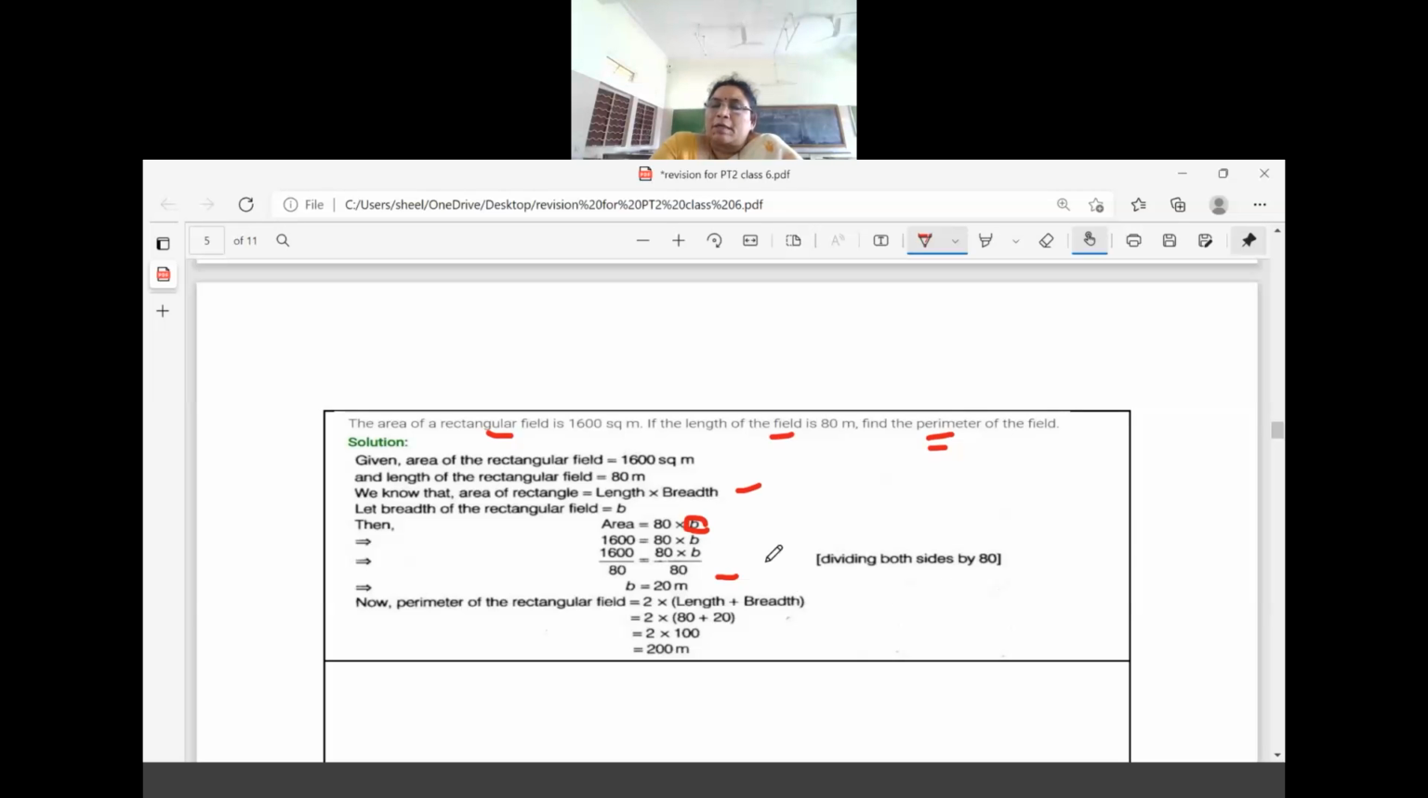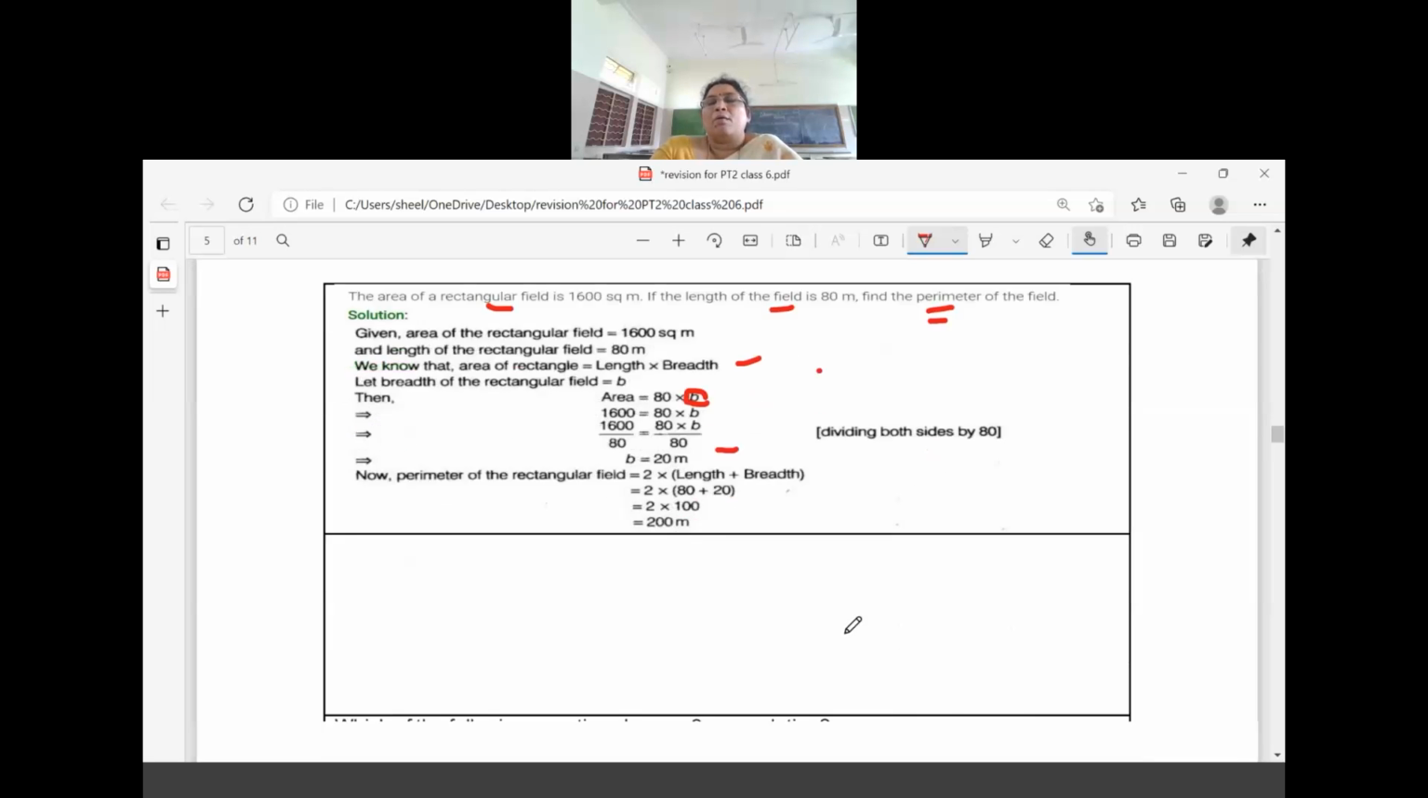When we have two dimensions, length and breadth, required, they'll give only one, and we should find out the other one, right? So what happens here? We have to apply that and find out. So here we have to calculate the breadth. Breadth is equal to 20. Then we have to go for the perimeter formula, that is equal to 200 meter, right?